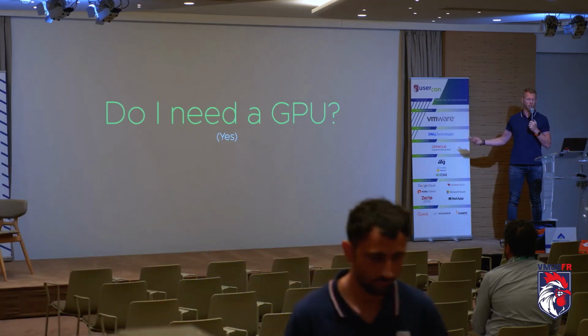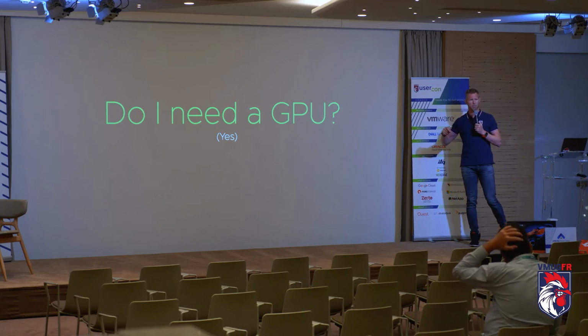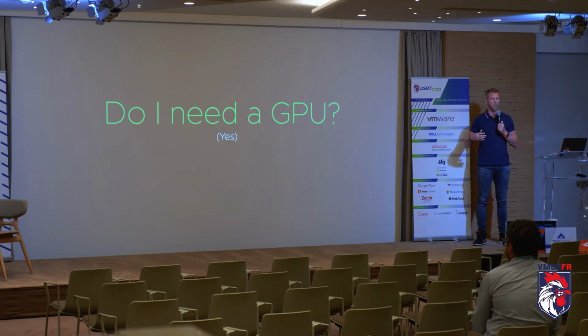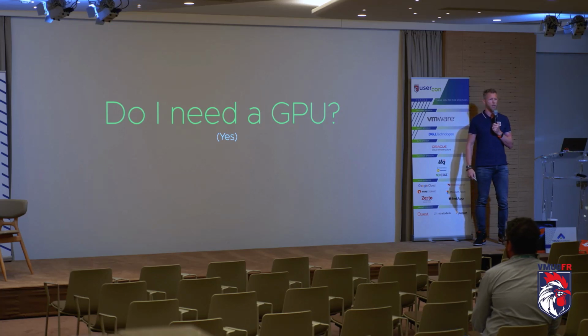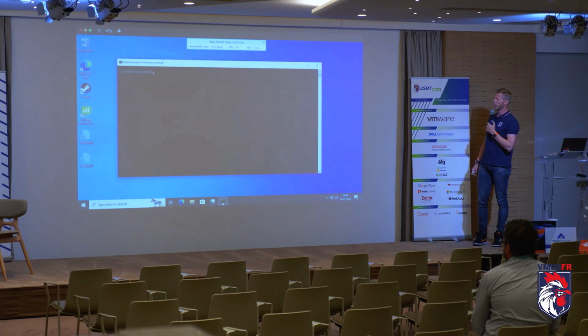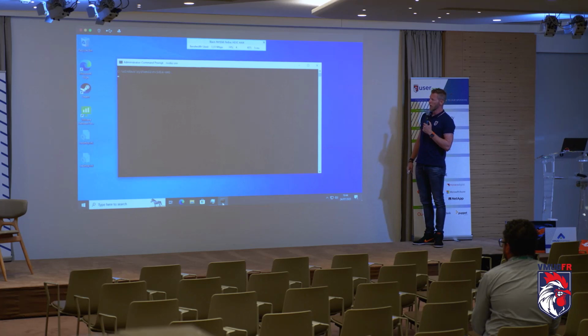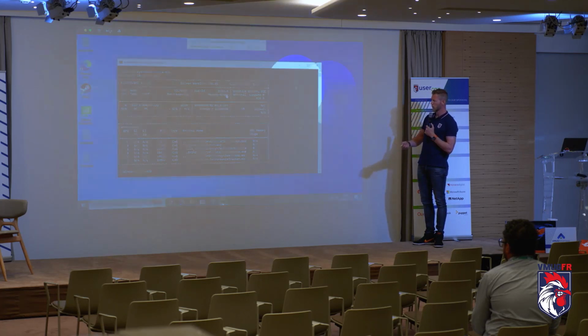Yes, short answer. And the main question we get when we work with customers is, why do I need a GPU? Well, it's not just for graphical purposes. So this is a simple Windows 10 desktop running a NVIDIA GPU. And there's a tool called NVIDIA SMI. If I open that up, does this work? Yes, it does work. There's a list of processes that are currently using the GPU.